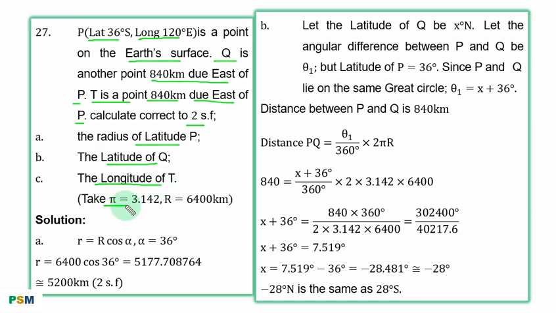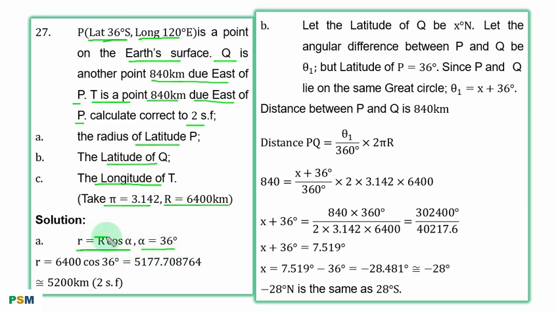Take pi equal to 3.142, radius of the Earth equal to 6,400 kilometers. Solution: radius of latitude is given by this formula. Alpha, the angle of latitude for point P, is 36 degrees south. That is, alpha is equal to 36 degrees.